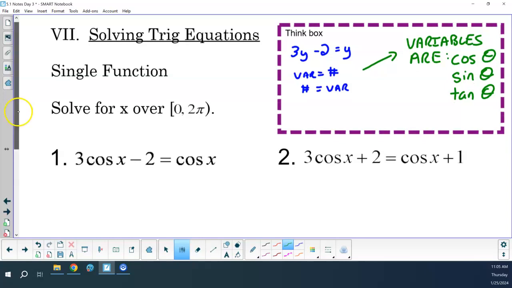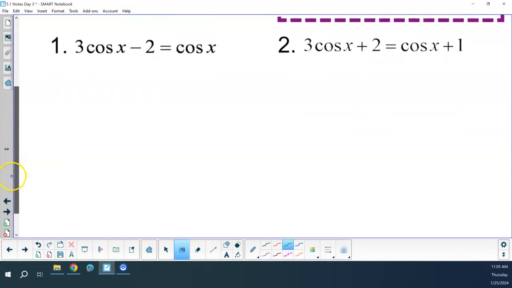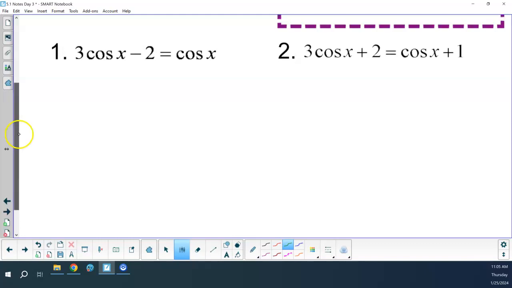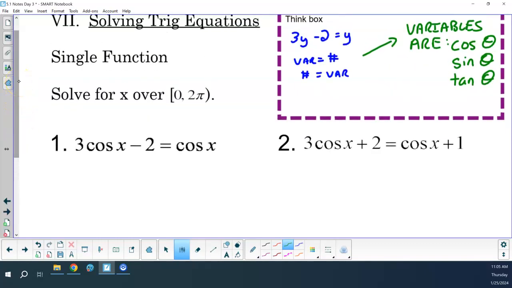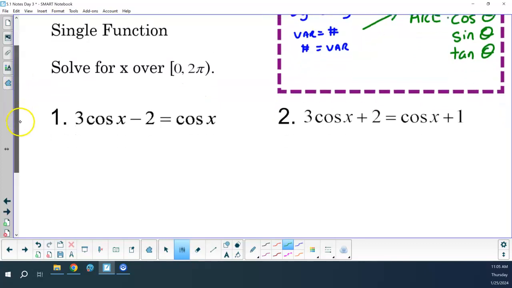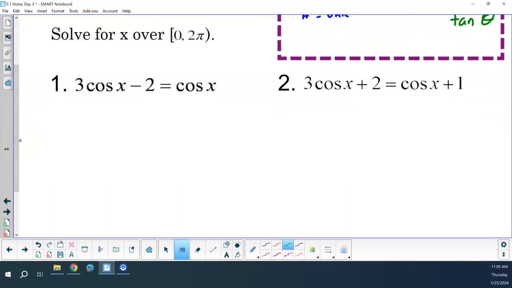So here in number 1, when I say 3 cosine of x minus 2 equals cosine, I'm going to subtract, just as if we were up here, we would subtract 3y from both sides. We could do the adding one, we could flip sides, but we're good enough. We can subtract 3 cosine from both sides. So then that gives me negative 2 equals negative 2 cosine of x.